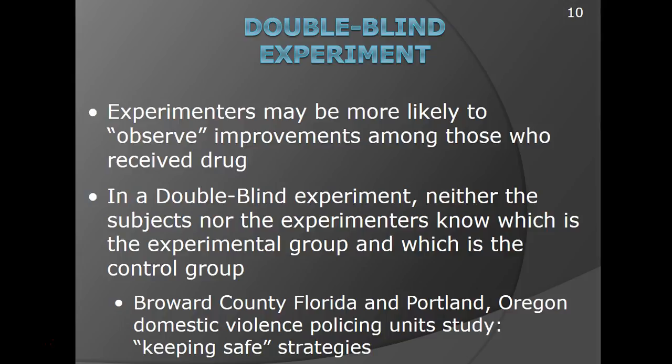Broward County, Florida, and Portland, Oregon did domestic violence policing units where they studied the keeping safe strategies, and they did this with double blinds, and neither one that participated knew who had what.